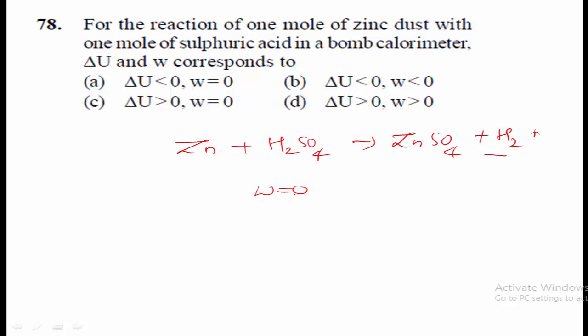So some heat will be evolved, which will result in the lowering of internal energy. Therefore delta U should be less than 0 because heat is evolved. Therefore delta U, the change in internal energy, is less than 0, and w is equal to 0. So which option is right here? Option A is the correct one.